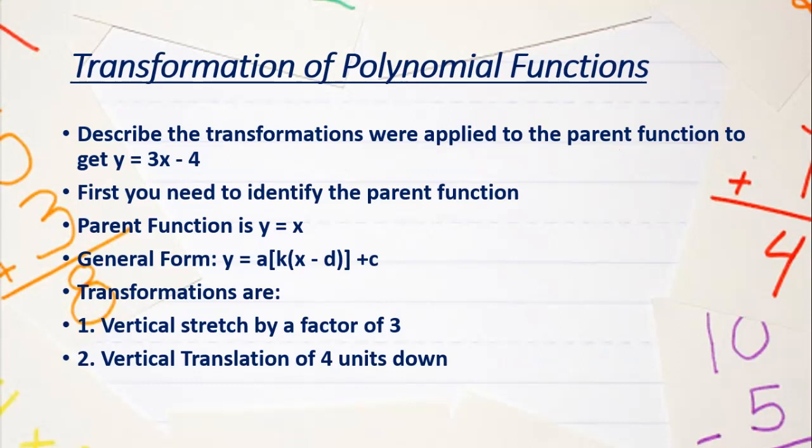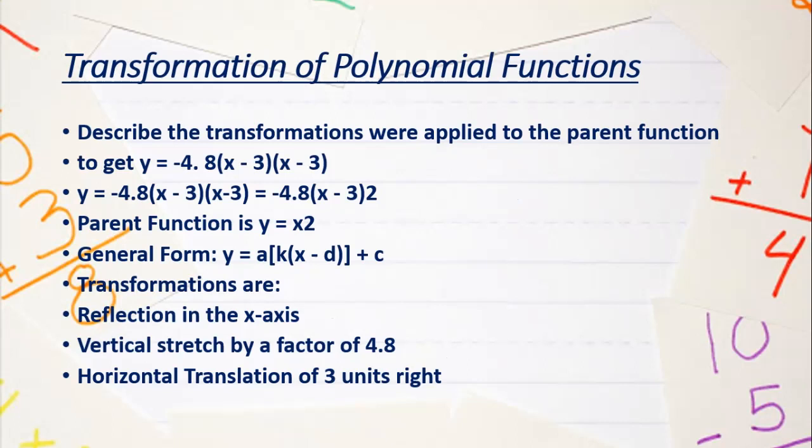Next, transformation of the polynomial function. We have a question right here. Describe the transformations which were applied to the parent function to get y = 3x − 4. So it's a simple question. The parent function is y = x. The general formula is y = a k(x − d) + c. And the transformations are a vertical stretch by a factor of 3 and a vertical translation 4 units down.